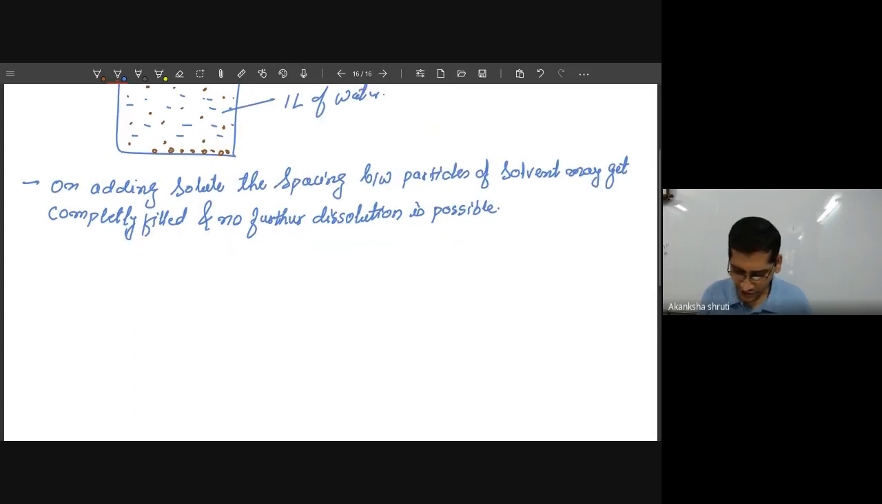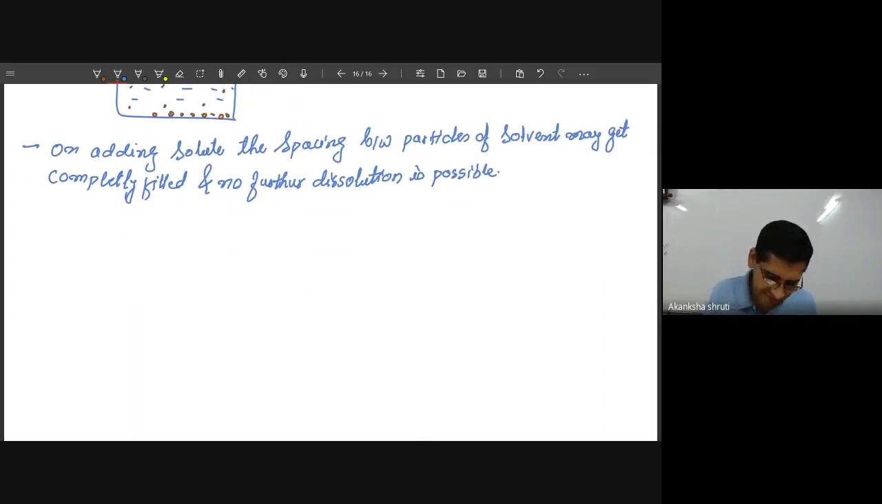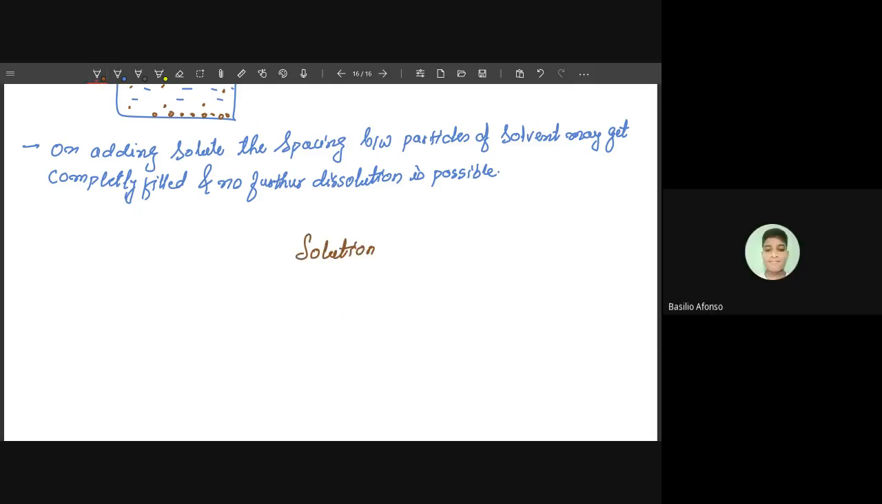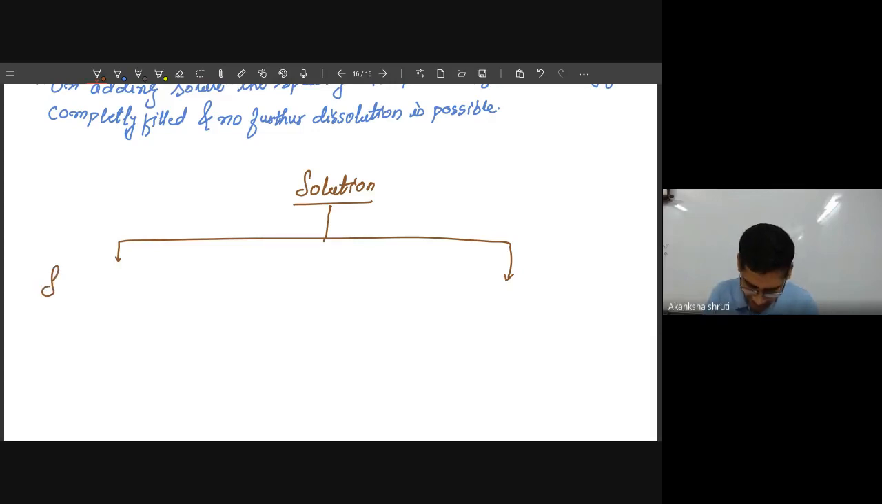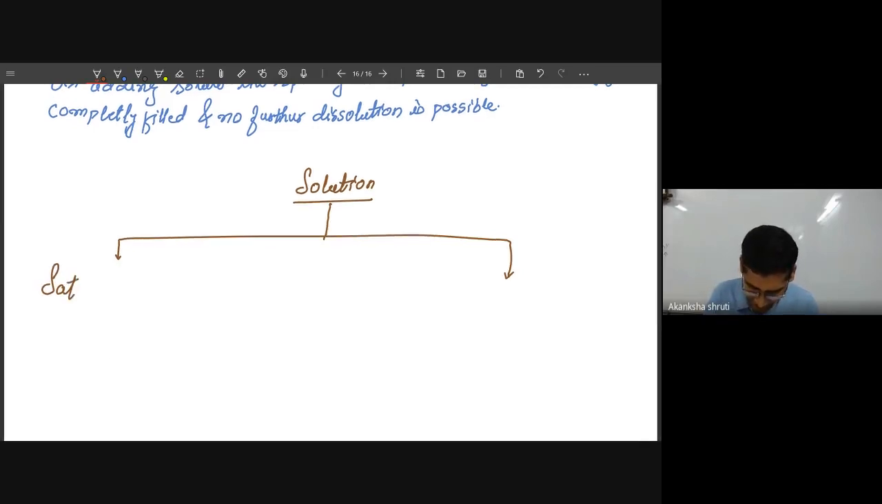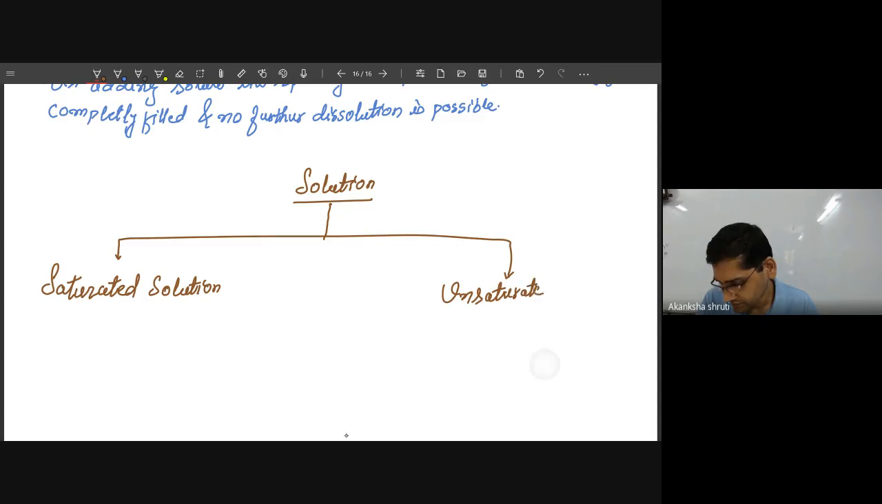Based on this, the solution is classified into two categories: saturated and unsaturated. If the limit has been reached, then there will be no further dissolution. That is called a saturated solution. If the limit is not reached, then further dissolution is possible. That is called a non-saturated, or unsaturated, solution.